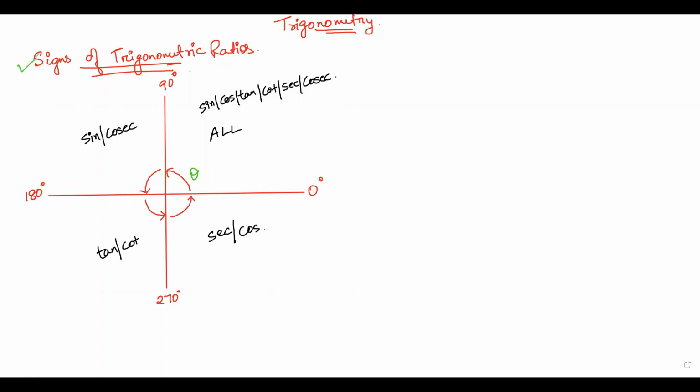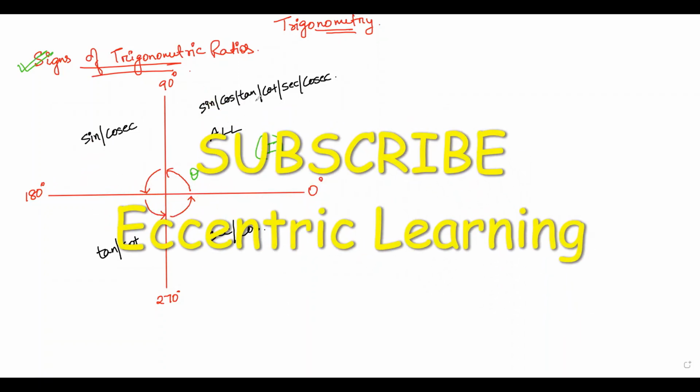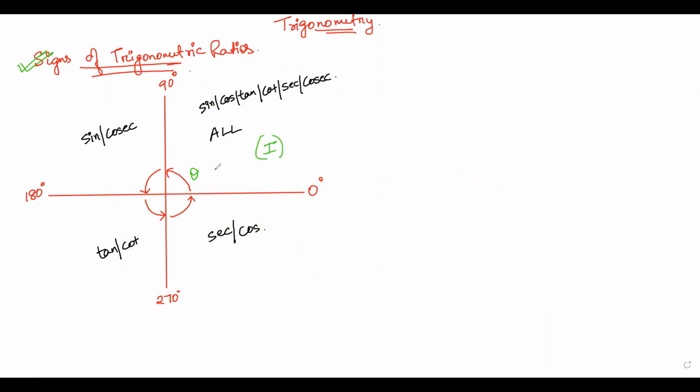Now, let us see the signs of these trigonometric ratios in different quadrants. In the first quadrant, that is, when the angle is between 0 and 90 degree, all the trigonometric ratios would be positive. That is, sine, cos, tan, cot, sec, and cosec of any angle lying between 0 and 90 degree will have a positive value. But if the angle is lying between 90 degree and 180 degree, only the trigonometric ratios sine and cosec would give us a positive value, and the rest of the trigonometric ratios will give us a negative value.